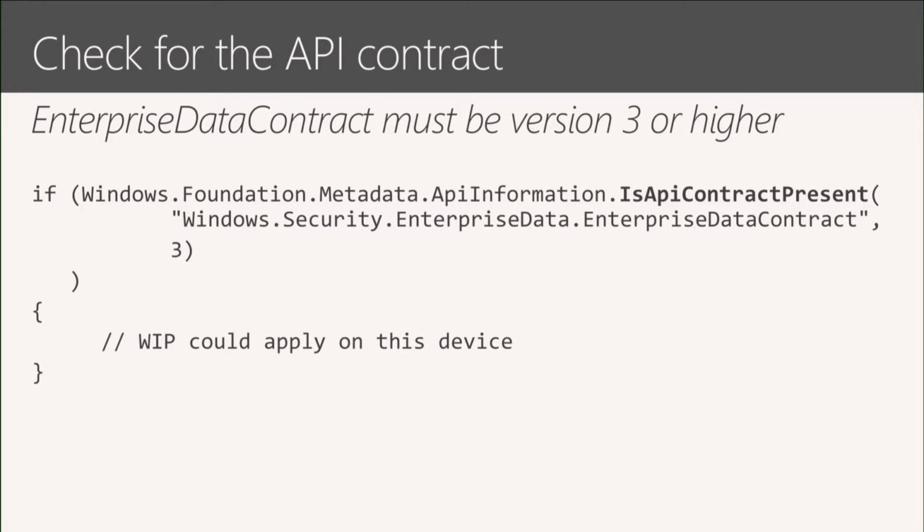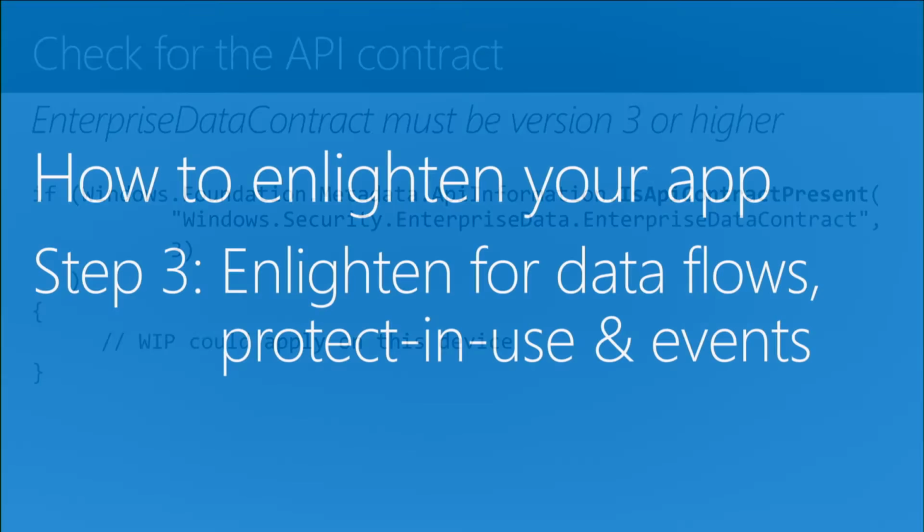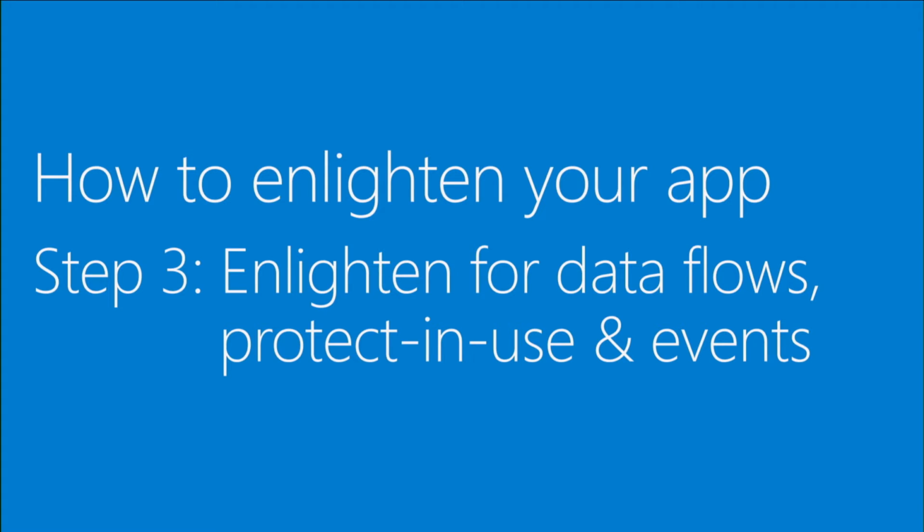You need version 3. So we've been in development for a while, and the latest set of APIs, the ones that are officially supported, are version 3. If it's not there, then Windows Information Protection won't apply to your device, and you can just skip to the end. Step 3. This is the longest step, and how long it is depends on how complicated your application is.